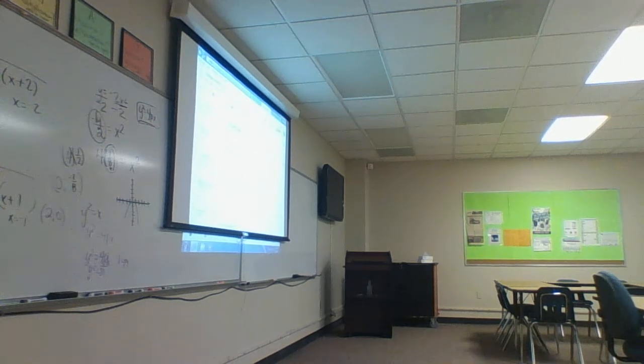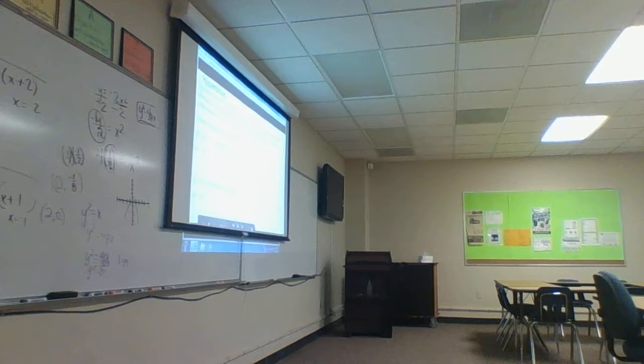Okay, when you talk about hyperbolas, it's a set of points in a plane in which the absolute value of the difference of the distances from two distinct fixed points, called the foci, is constant. Before, when we had ellipses, that was x squared plus y squared. This one is x squared minus y squared. That's for ellipses. This is for hyperbolas.